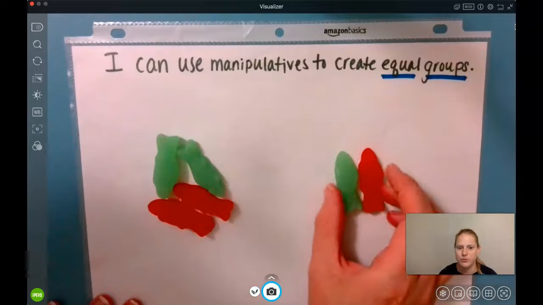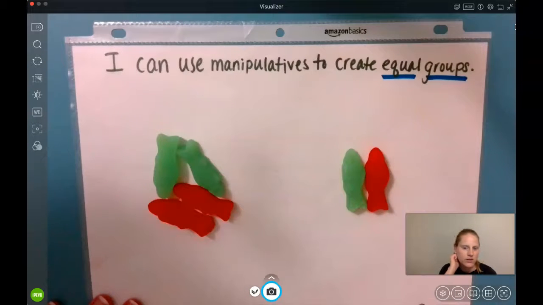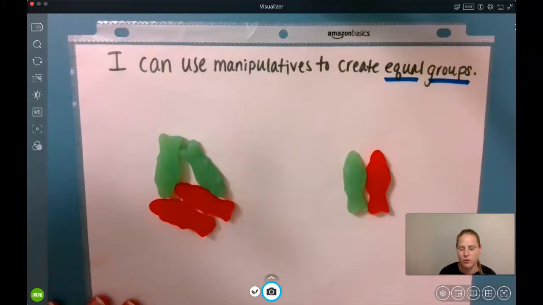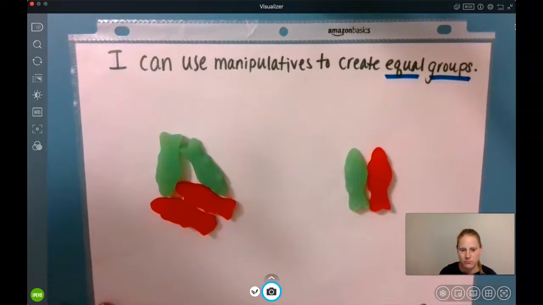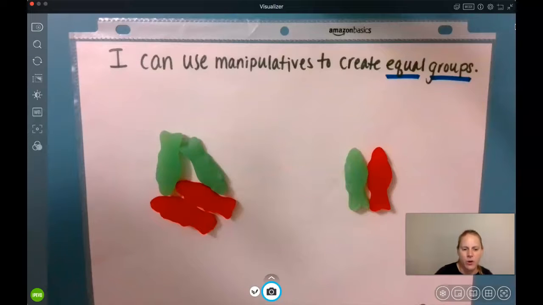What about these groups? Are these groups equal or unequal? And how do you know? Thumbs up when you have your answer. Janaya, what do you think? Equal or unequal? How do you know? Good. I agree. These are unequal because they don't have the same number in each group. Okay, so scholars, for groups to be equal, they need to have the same number in each group.